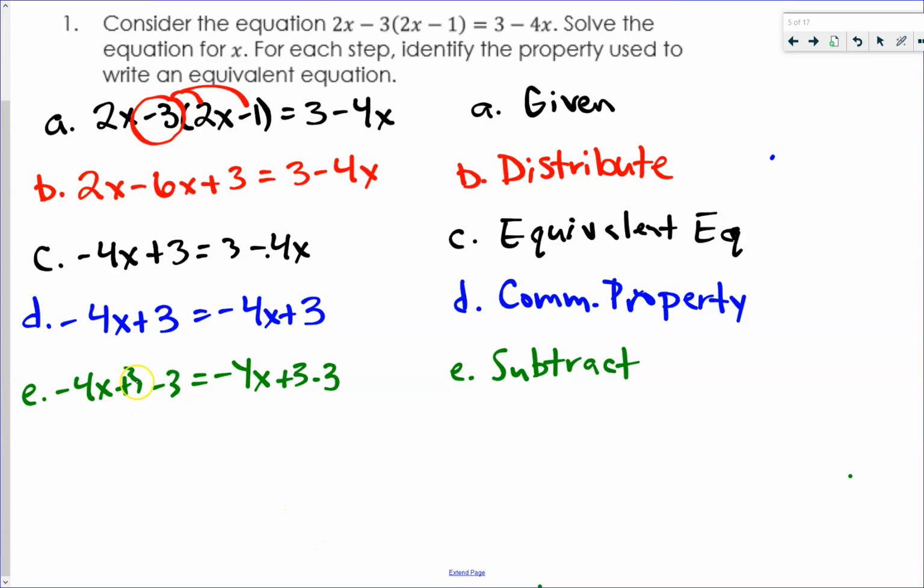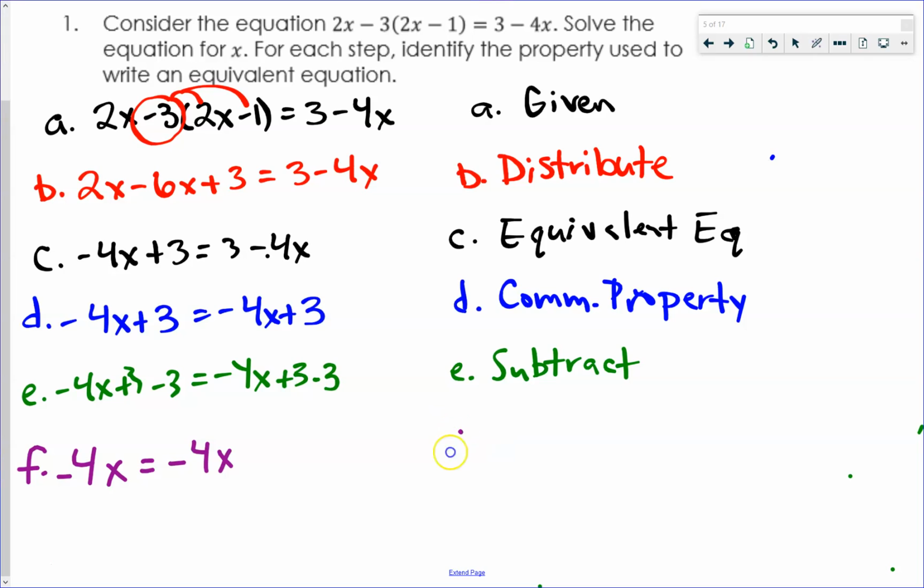When I do that, 3 minus 3 is 0, and I notice that it does happen on both sides. See that? 3 minus 3, 3 minus 3. So I'm left with negative 4x equals negative 4x. Okay, this is our equivalent equation again. It's always equivalent equation when you combine like terms. So this is when you combine like terms.